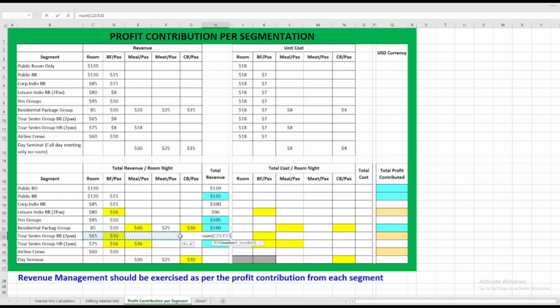And the tour series bed and breakfast, and also the tour series half board. Half board means it includes breakfast plus one other meal, either lunch or dinner. That is called half board. Airline crew, same calculation, is $70 per room per night. Revenue allocation.